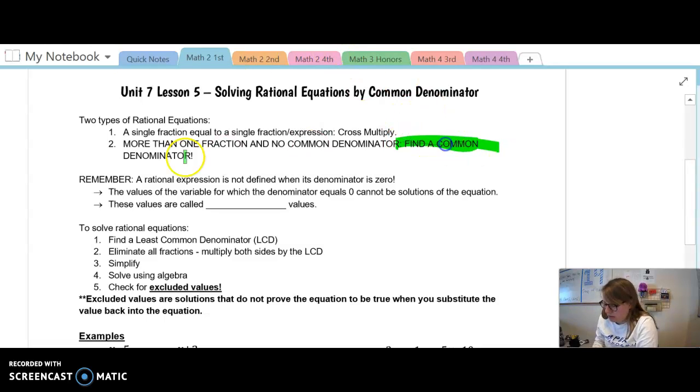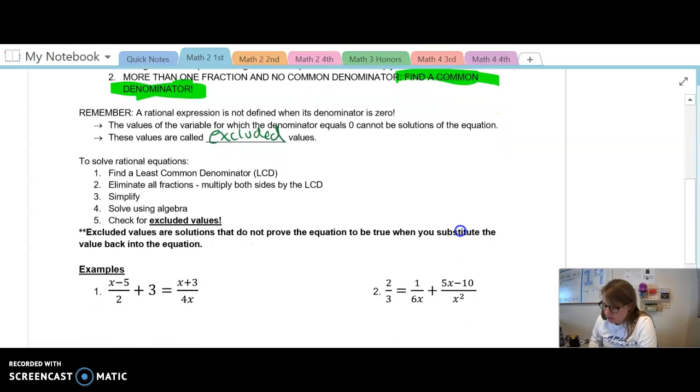As you can see, that's what we're going to be doing today. A couple things that we need to remember is that a rational expression is not defined when its denominator is 0. Remember, we call these excluded values, kind of like extraneous, it just doesn't work. The steps for these is just finding a least common denominator, eliminating all fractions by multiplying both sides by the least common denominator, simplifying, solving, and checking those excluded values.